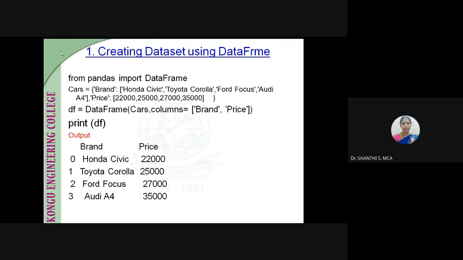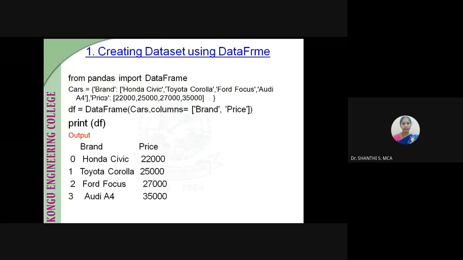Similarly, here brand is a keyword, and then the values for this brand are Honda, Toyota, etc. Then price is another keyword. Price is another key, which means it has different values. This is called a dictionary. So in this dictionary we are having two keywords. One is brand, another one is price.